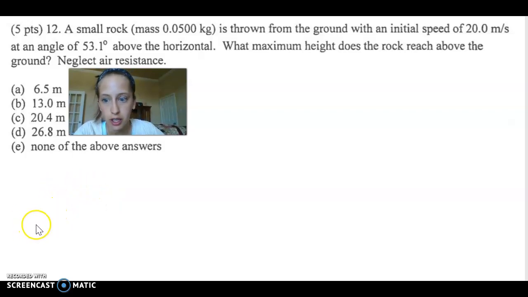Okay, so we're thrown from the ground at an angle. 53.1, that's the same weird angle as before. I wonder if we're going to get another 3, 4, 5 right triangle. I bet we do. So we got 20 meters per second at the weird angle.